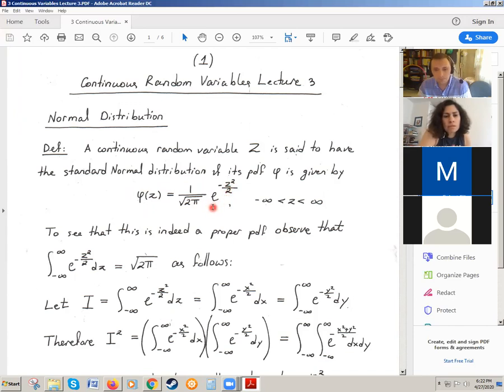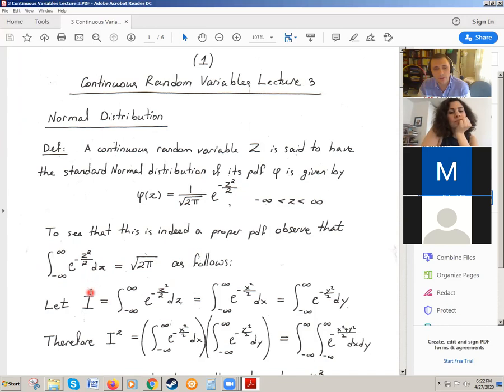So what we first want to verify is that it works as a density function over numbers between minus infinity and infinity. In other words, that the area below this curve equals 1. And for that, we just need to verify that the integral from minus infinity to infinity of e to the minus z squared over 2 is root of 2 pi. And we can do this as follows.